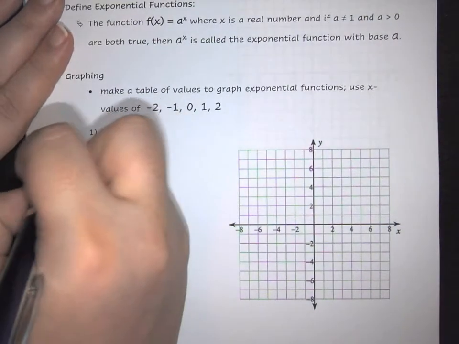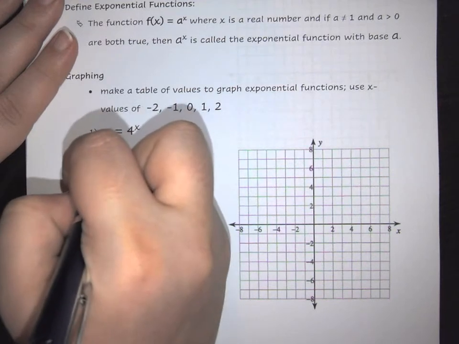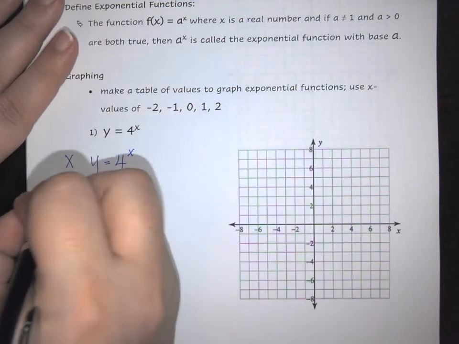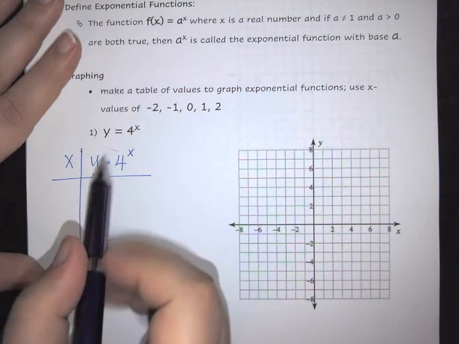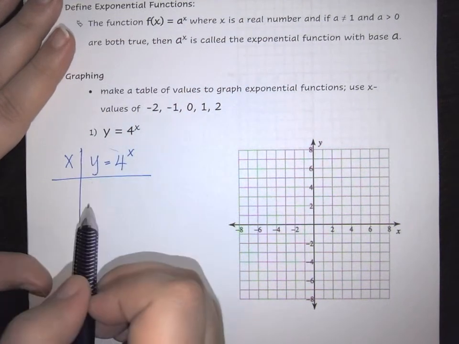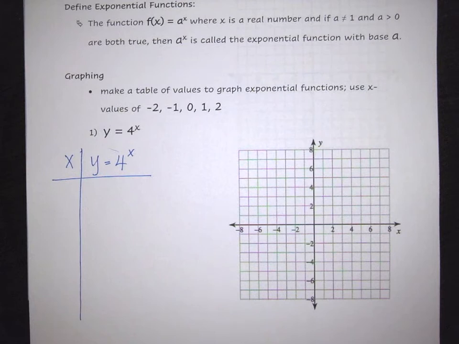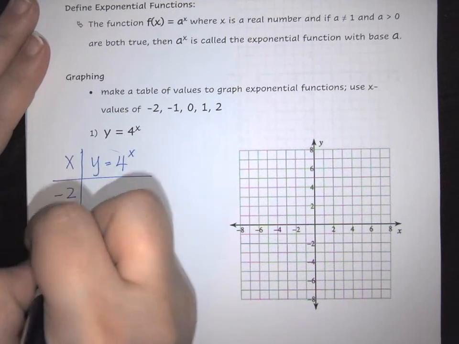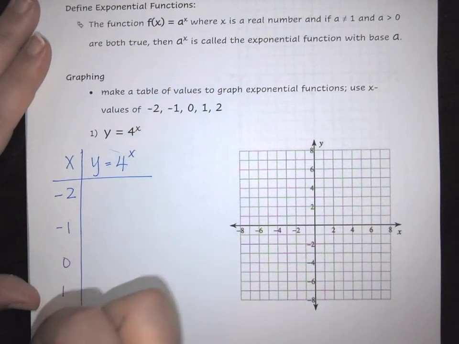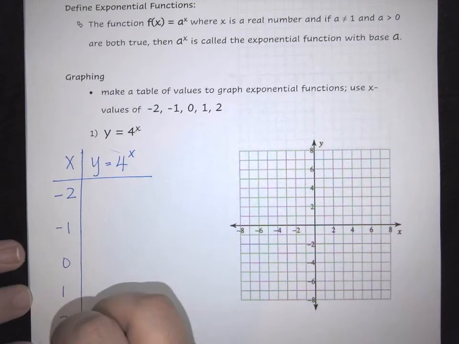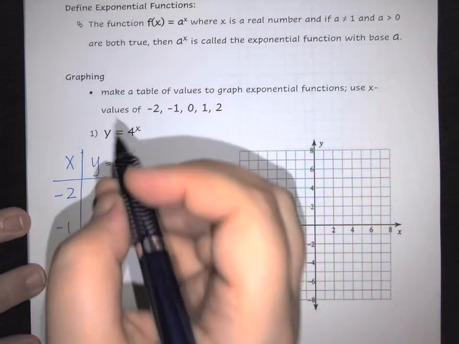In this case, we've got my XY table, and my Y is equal to 4 to the X. When I make XY tables, I always try and put the equation I'm solving for on one side, because that helps me remember which side is my independent variable. Here I'm going to use my table of values, the easy 5, which says -2, -1, 0, 1, and 2. And all that you're going to do is plug them in.